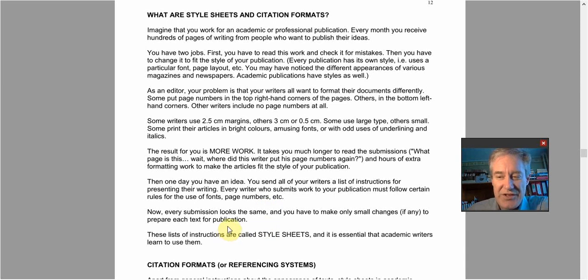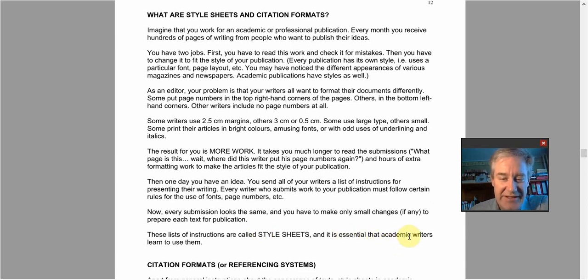So this list of instructions is very useful, and as it says here, these lists of instructions are called style sheets. So this is a term we'll be using in this course. Style sheet. And it's just a list of instructions for how to prepare your text before you send it to the publication.